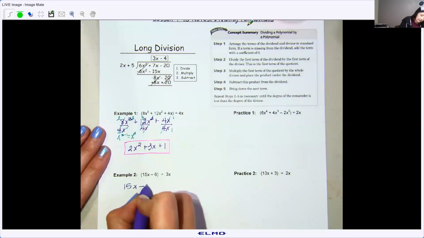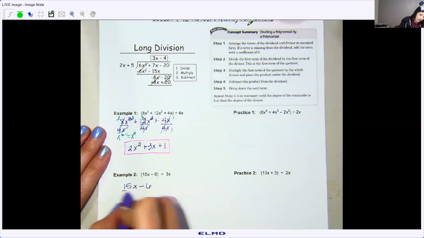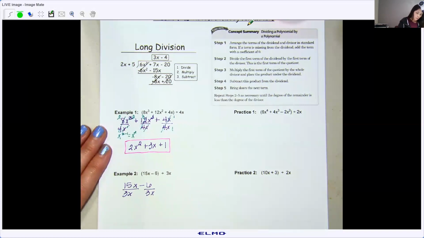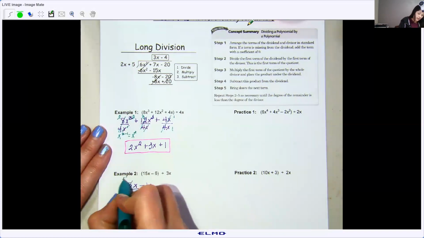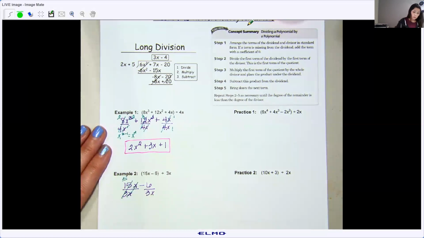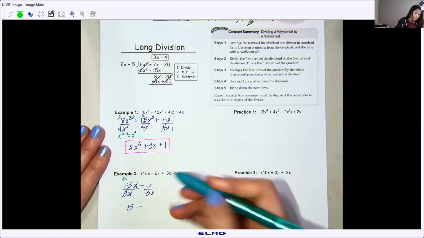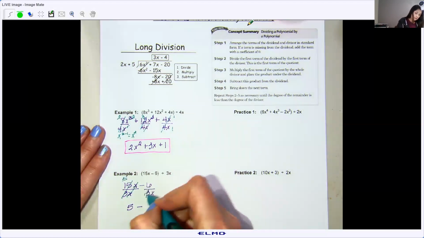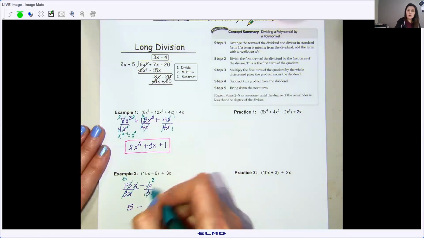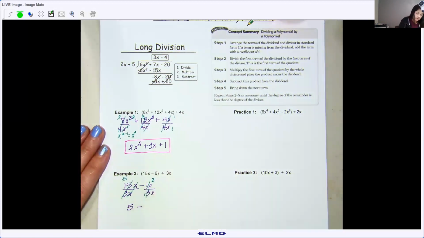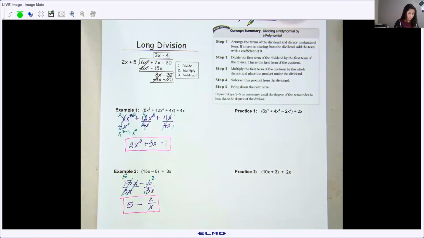15x minus 6 divided by 3x. Okay, when I simplify, this becomes a 5, and my x's both cancel out. So I just have a 5. Okay, then my 3 divided by 3 is 1, 6 divided by 3 is 2, and I have no x's to cancel out, so I have to keep that x minus 2 over x. Okay, and that is my answer. It just looks a little bit different.